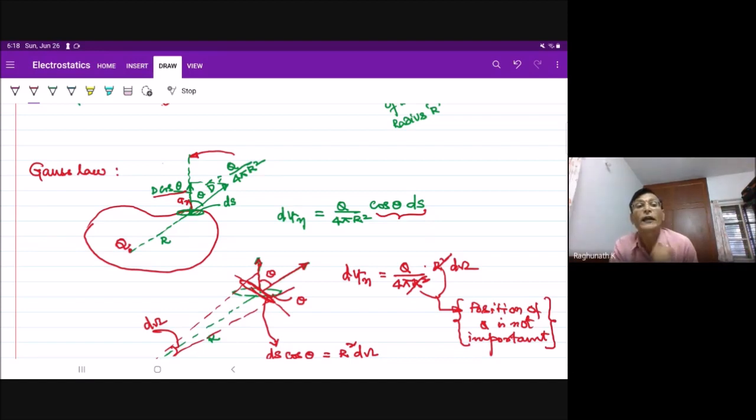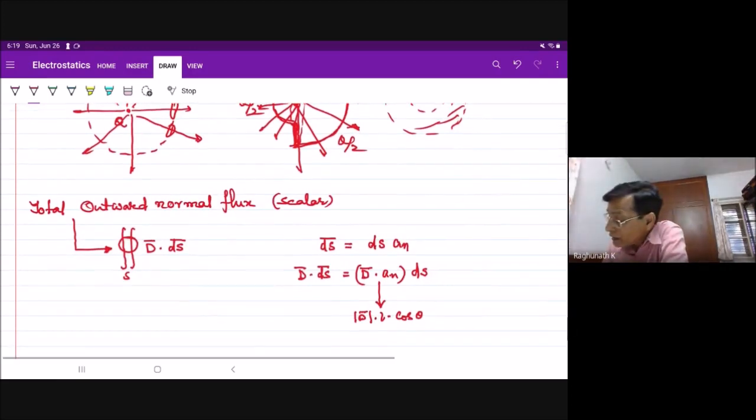Flux is scalar, charge is scalar, whereas flux density is a vector quantity. Very, very important. Current is scalar, current density is a vector. Flux density is a vector; flux passing through it is a scalar. Always the normal component it is, because of which D bar dot dS bar is D cos theta into dS only that I took. What is the D cos theta? D bar dot a_n mathematically.